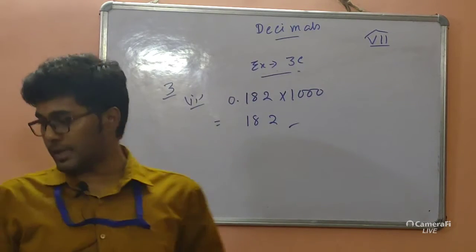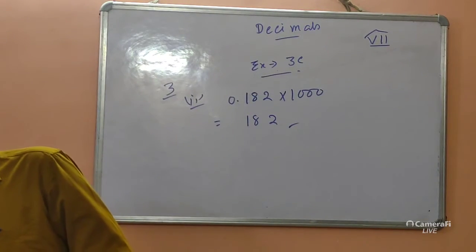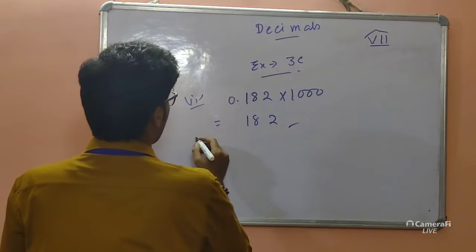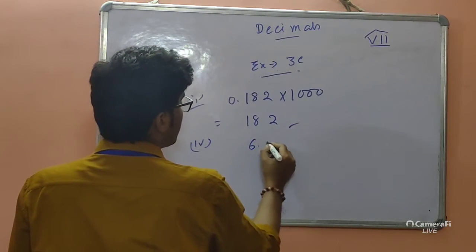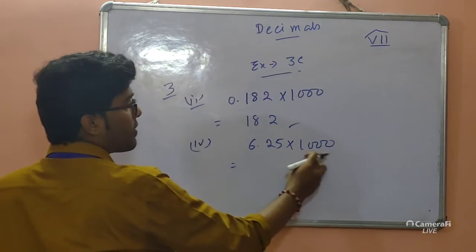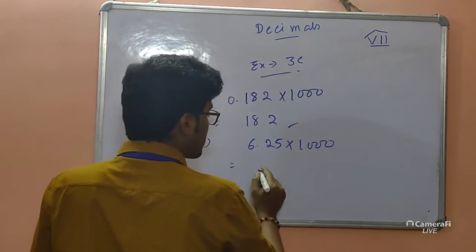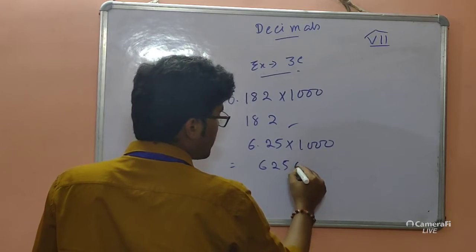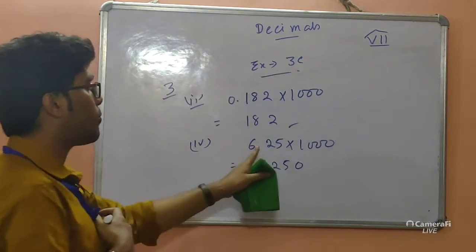Similarly, let us do the next one, 3 ka 4. 6.25 into 1000. So how many places will the point jump? Rightwards 3 places. So 6250. Clear? The point jumps 3 places.